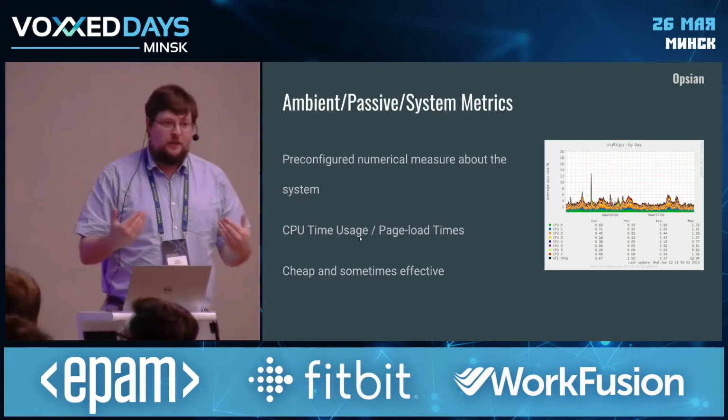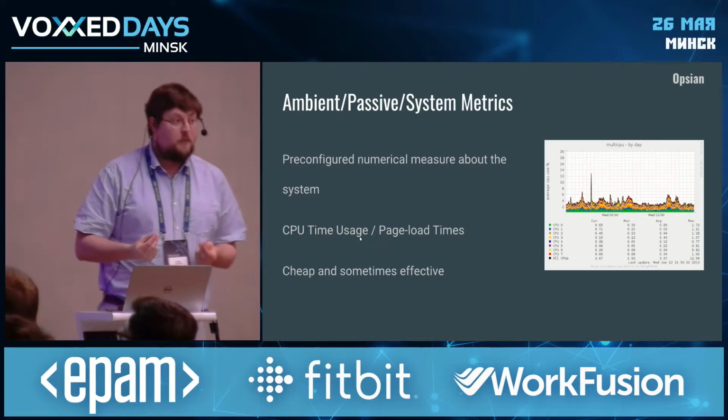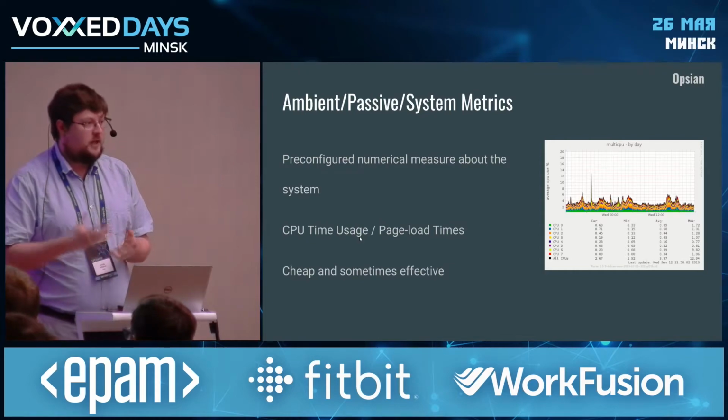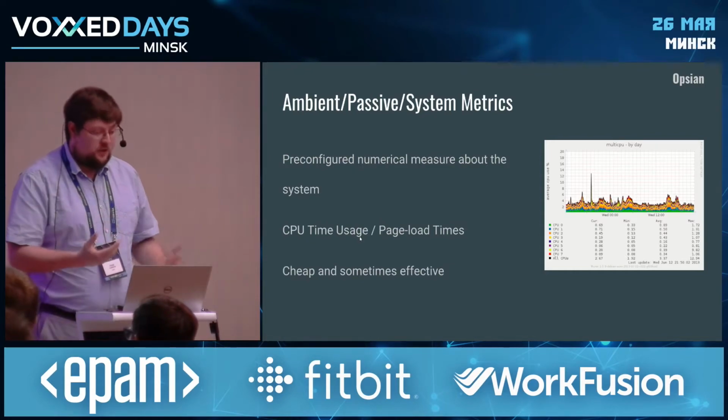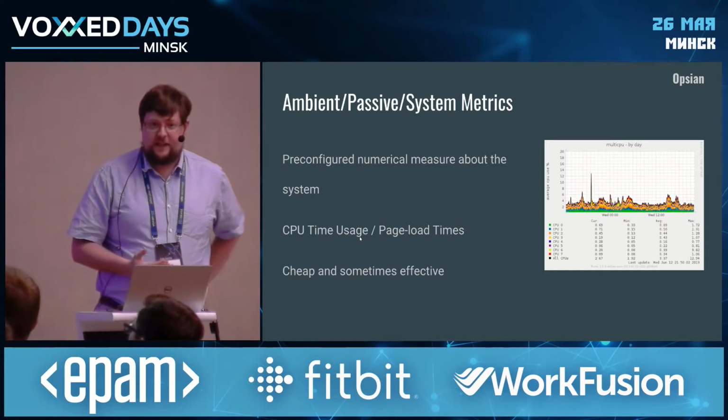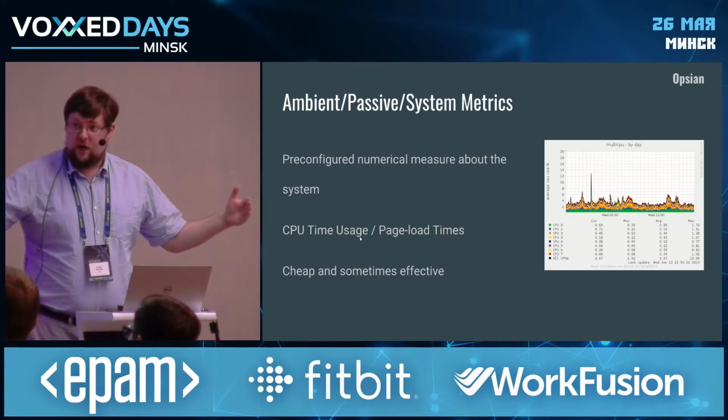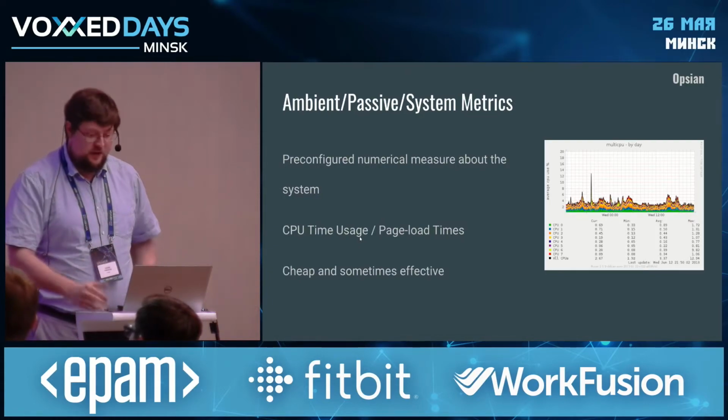Yeah, metrics are very cheap. When I say cheap, I don't mean cheap in money terms, I mean computationally cheap. They don't have much overhead in order to gather, and they can often be really effective. They can narrow down from wider performance problems into narrower things that you see.